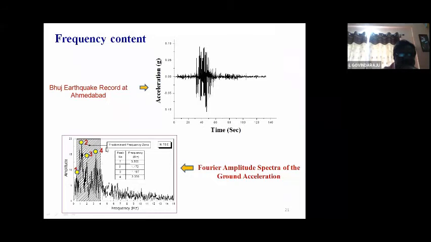This is the frequency content. Please note that it is not just one frequency we have to consider while doing our analysis. The frequency content is important. These are the range of frequencies that lie between 0.8 hertz or 0.9 hertz to 3.32 hertz.